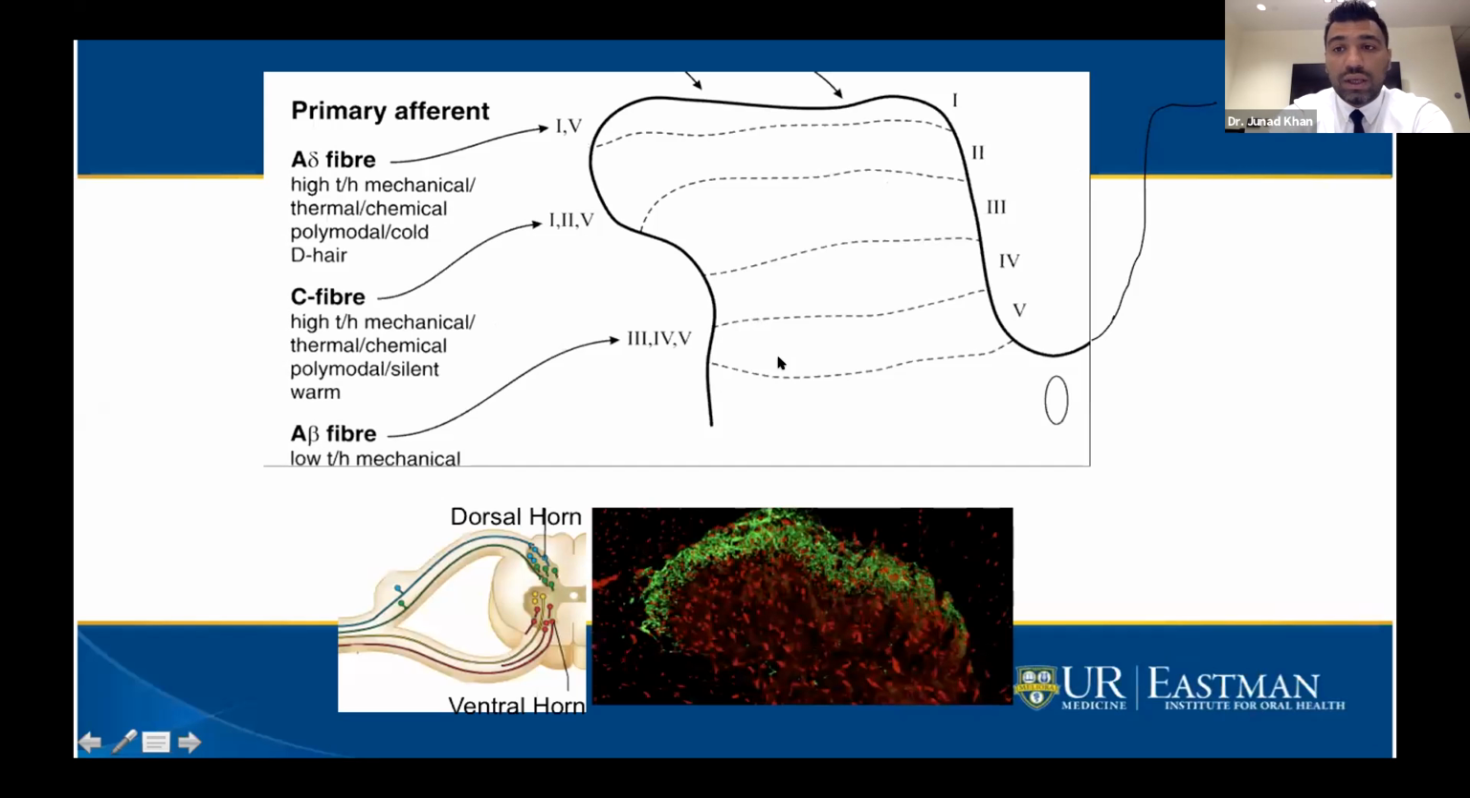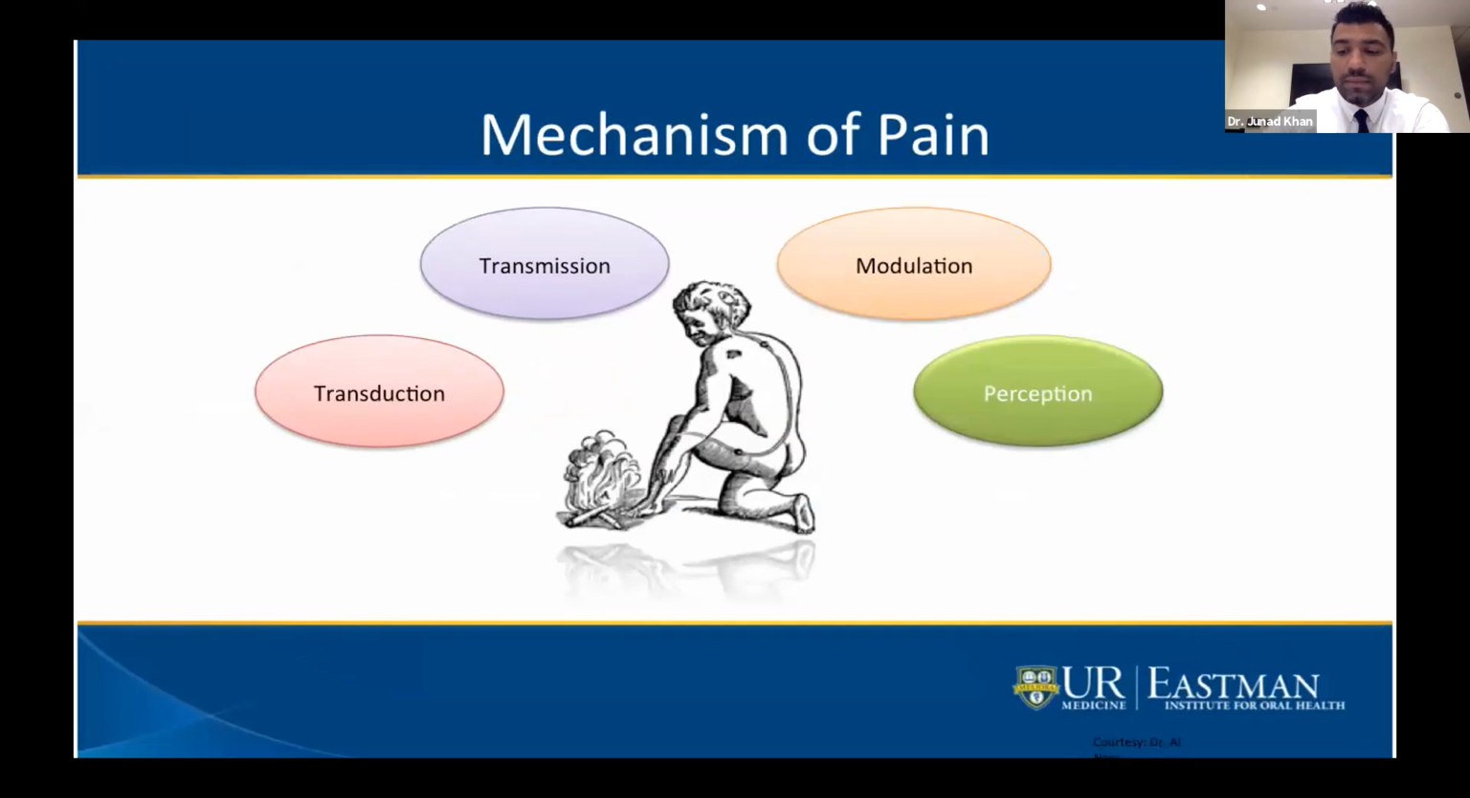The important thing here is that if there's a pathology, for example, in lamina 1, it can basically affect A delta and C fibers at the same time. So if a patient comes to you and says, I have pain in my face on the right side, and you do all your diagnostic testing, look for everything, and you can't find the source, you need to start thinking maybe this is a central process or something else is going on.